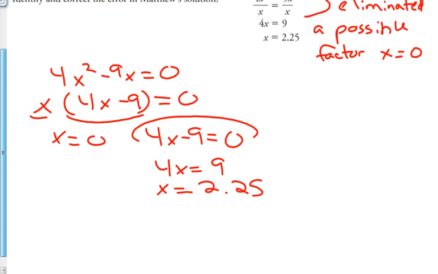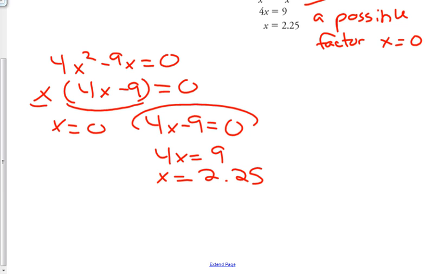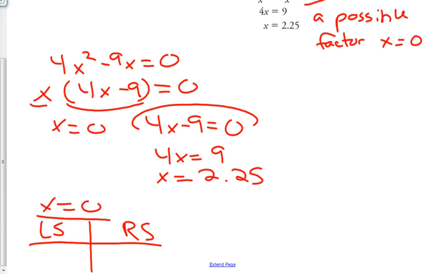Let's verify my zeros. So, for x is equal to 0, that's one of my roots. Let's do a left side and a right side chart. My left side is going to be 4 times 0 squared minus 9 times 0. Well, that's going to be 0. And my right side is already 0. So this works.